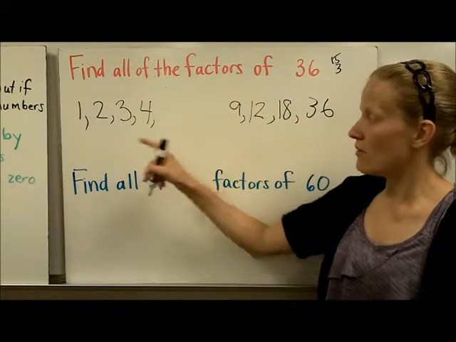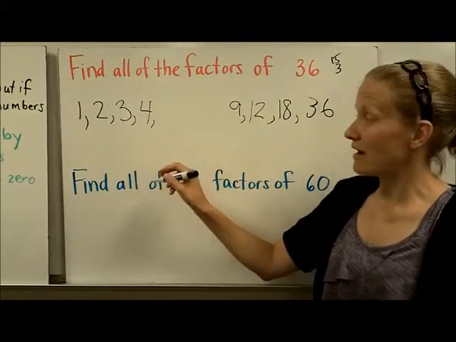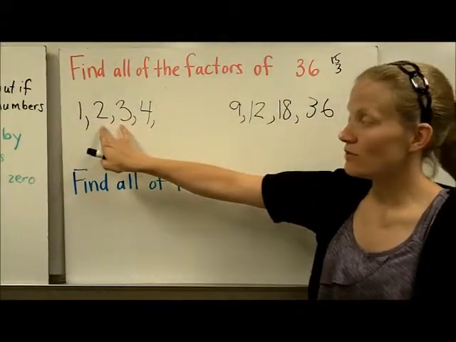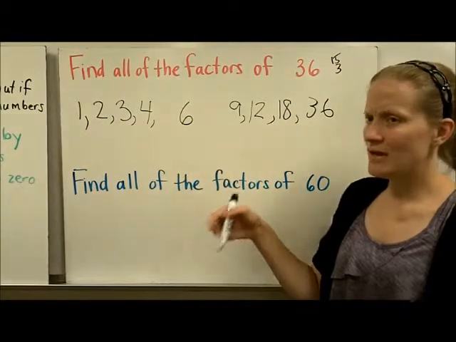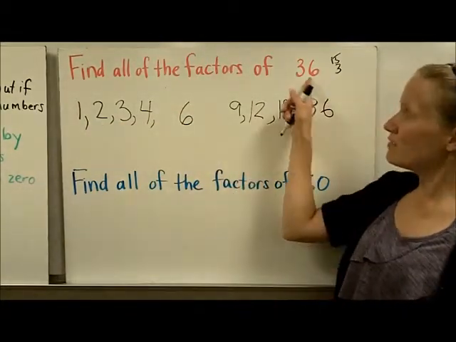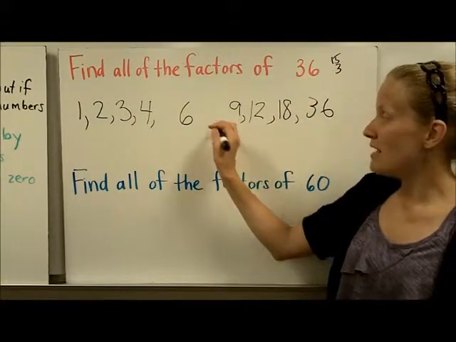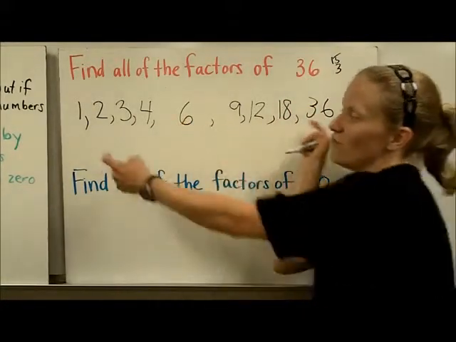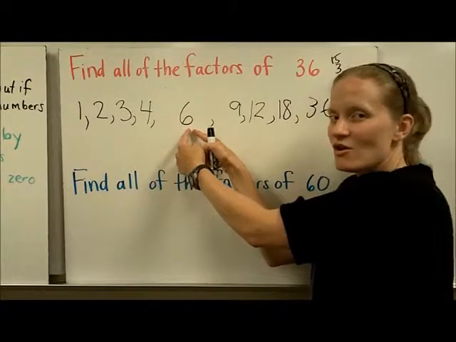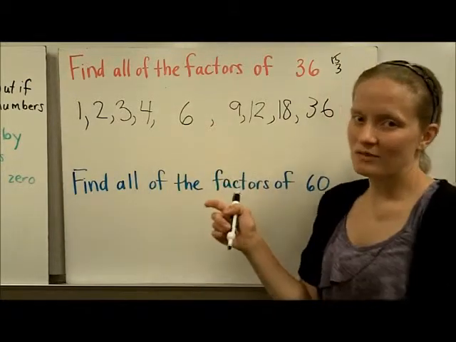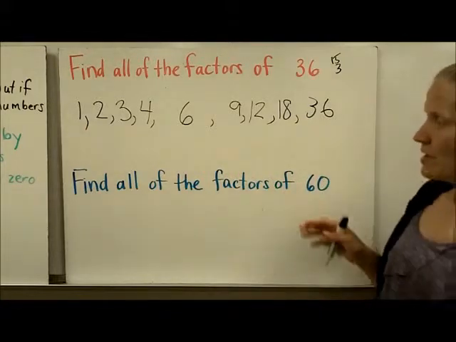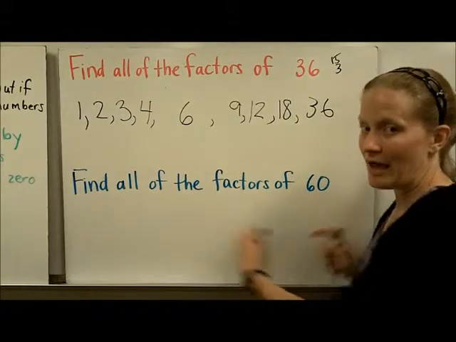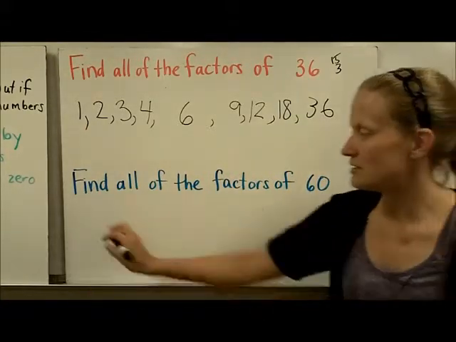Then 6 is a factor of 36 because 2 and 3 have already been listed as factors. And then I think, 6 times what gives me 36? Well, 6 times 6 is 36. And that tells me that I've sort of met in the middle in my list, and no other numbers could be factors of 36. So I'm done. Let's use this order of working our way out and back in with 60 also.